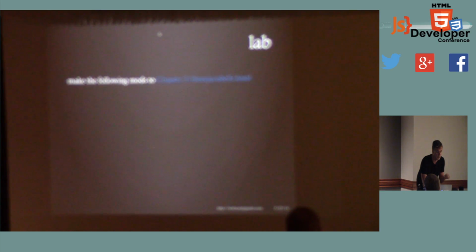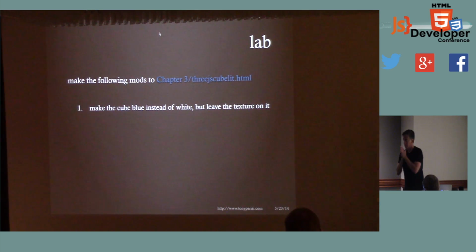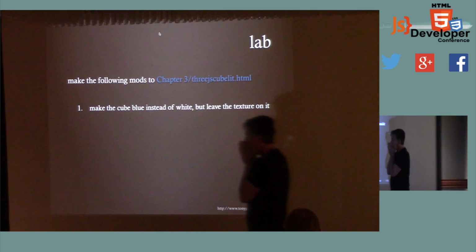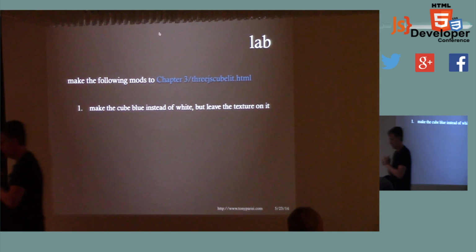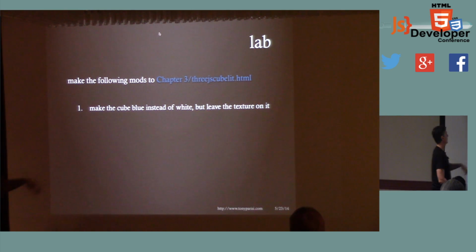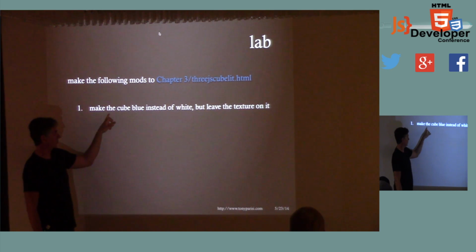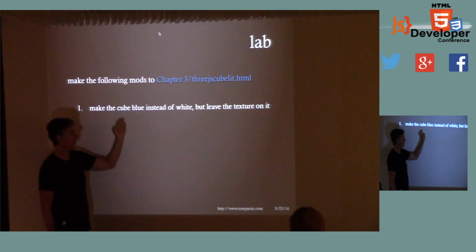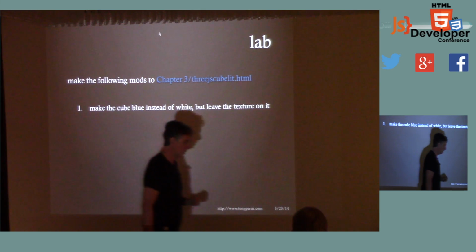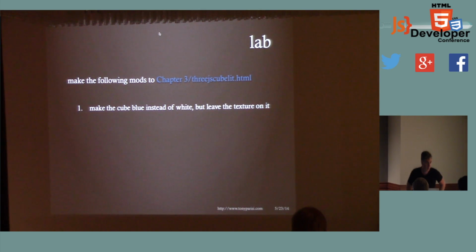So this is a quick section. Wanted you to just get a taste of Three.js. We're going to do a couple of labs. So, Three.js cube lit. We're going to just explore syntax here. Right? So how would you use Three.js to make the cube blue instead of white? Leave the texture on it. Don't mess with that. But we're going to see the color underlying it not be white but blue instead.